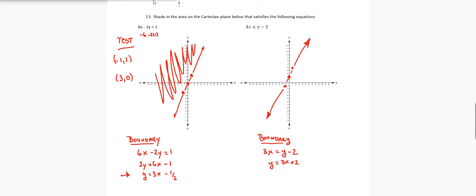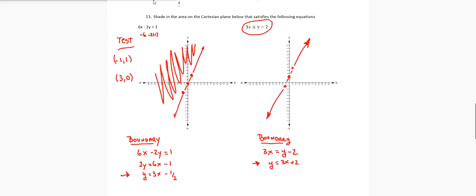Okay, I've gone ahead and solved for my boundary here, which was y equals 3x plus 2. So when x is 0, y is 2. When x is 1, y is 5. When x is minus 1, y is minus 1. So I solved this. So now I have to figure out where this is valid.